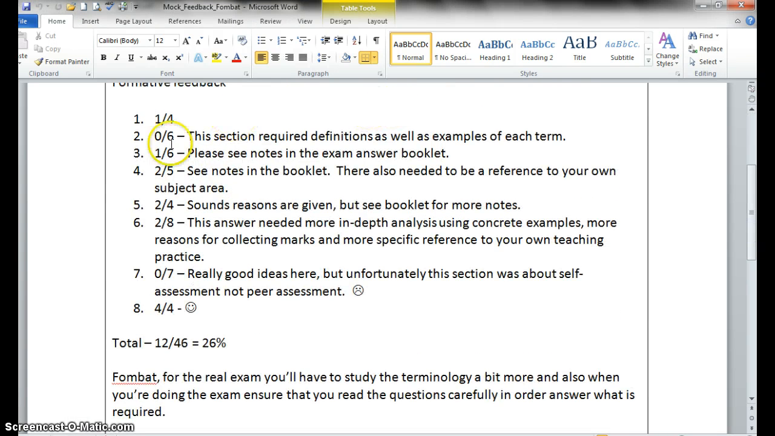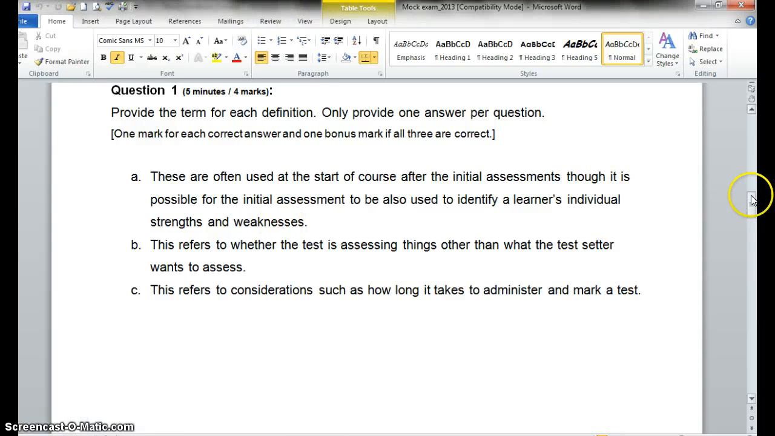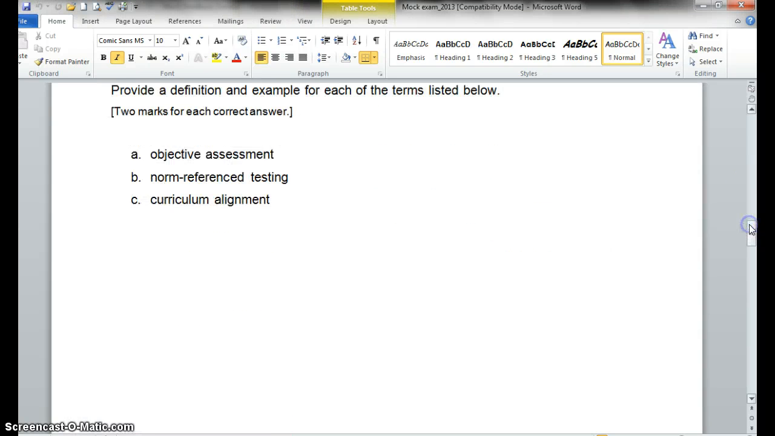Unfortunately, number 2, you got 0 points. So you needed to give a definition for objective assessment and an example. So 1 point for a definition and 1 point for an example. An objective assessment would be a test where the answer is right or wrong. There's only one answer, and it's right or wrong. And you could have said something like a multiple choice, or a true or false task. Something like that would have been the example.